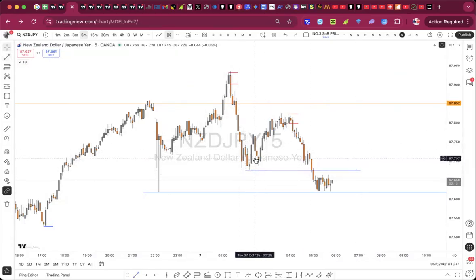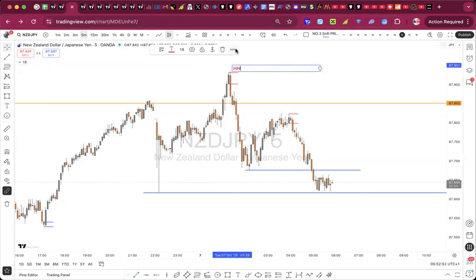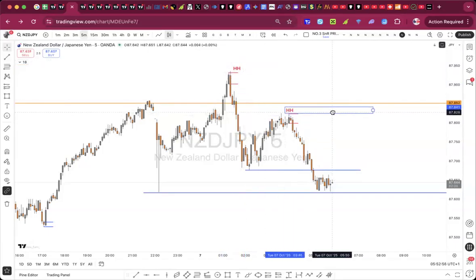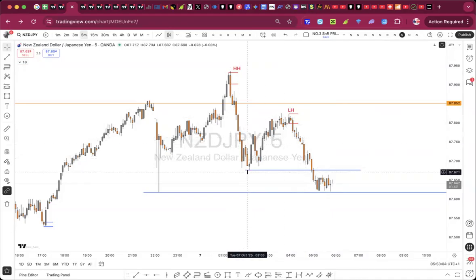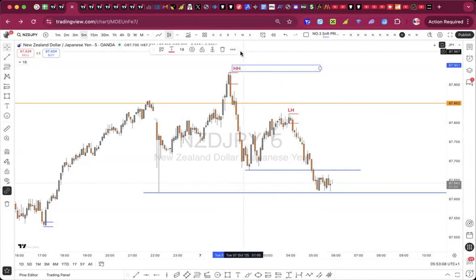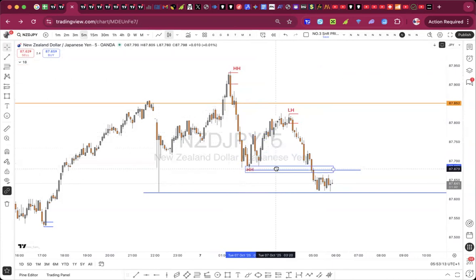Then we've got a new high. So this one becomes what? Higher high. And this one becomes what? Okay, lower high. And this one becomes lower low. All right, so just get to understand it so you can take it one simple step at a time. So this one becomes a lower low.